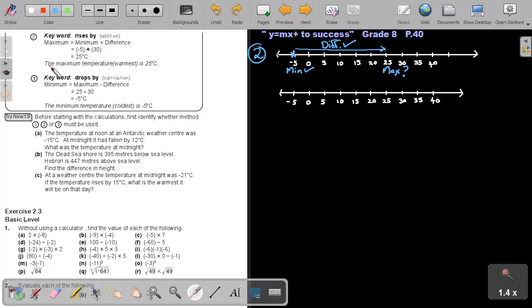So we can say that the maximum temperature is 25 degrees Celsius. Please, you can even just add it up here by saying 5, 10, 15, 20, 25, 30. It went up with 30, so the maximum was 25. So remember method 2. You will be asked to find the maximum. Method 1, you were asked to find the difference. Okay, let's go back and see the third method.